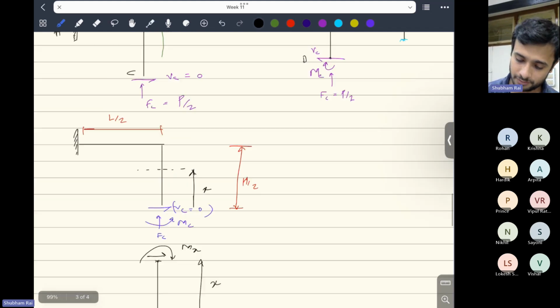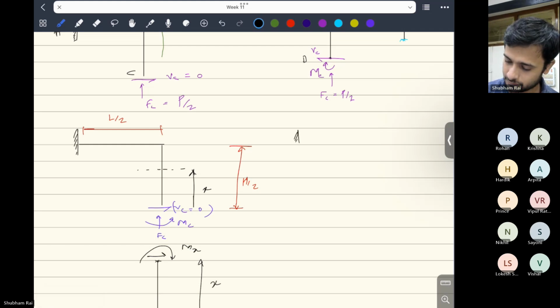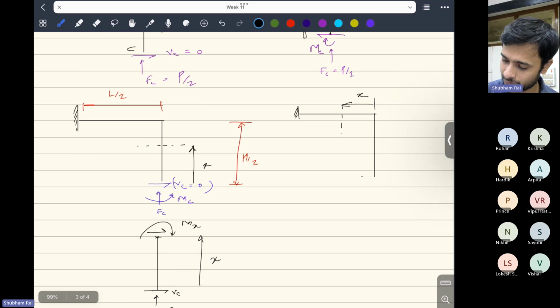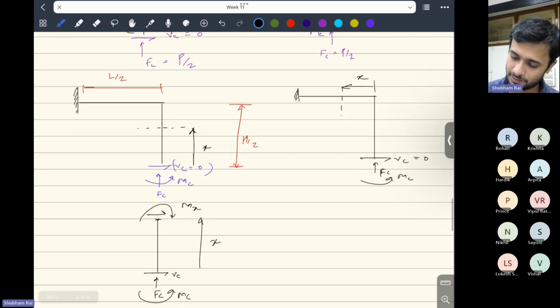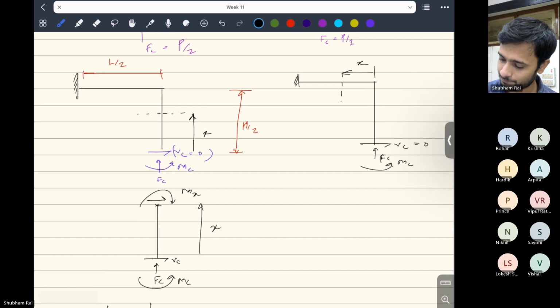Now coming on to the horizontal part of the beam. The horizontal part will look like the same diagram. So the horizontal part will be here. Let's say we are here, and this part is at a distance x from here. Now at this point we have VC and we have FC and we have MC as bending moment, and VC obviously is 0. So if I just draw this part of the beam, this part will look something like this, right?